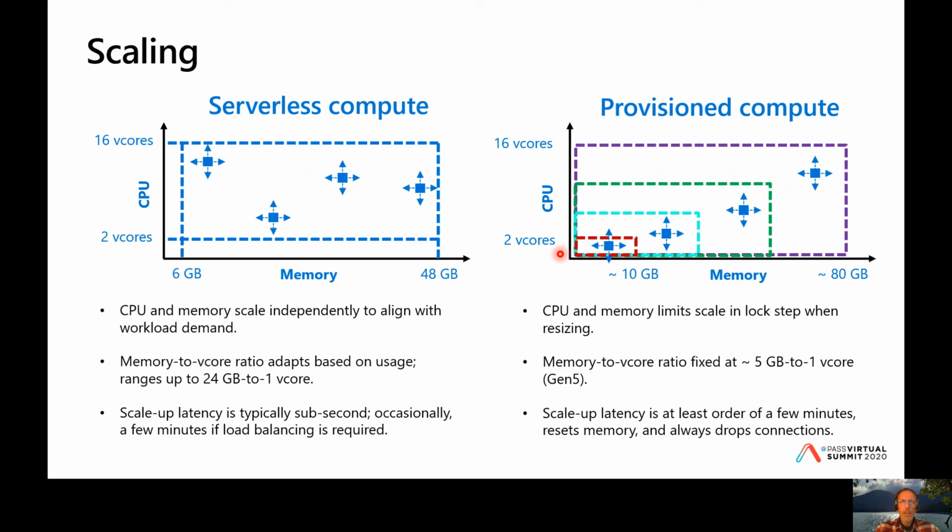And so once that's been determined, the customer then needs to perform the rescaling operation, which can take on the order of a few minutes. And then at the conclusion, memory is reset, which represents some performance impact, and connections are always dropped, representing a brief disruption in availability. Now, this can occur in serverless as well, but again, it's a much more rare occurrence and only occurs if we need to load balance the workload in order to allow the database to achieve the scaling that it requires.